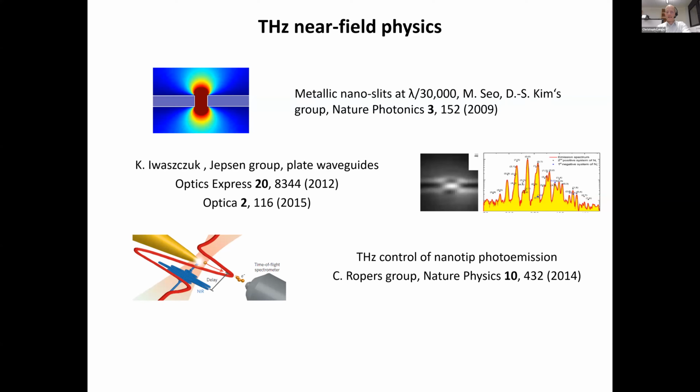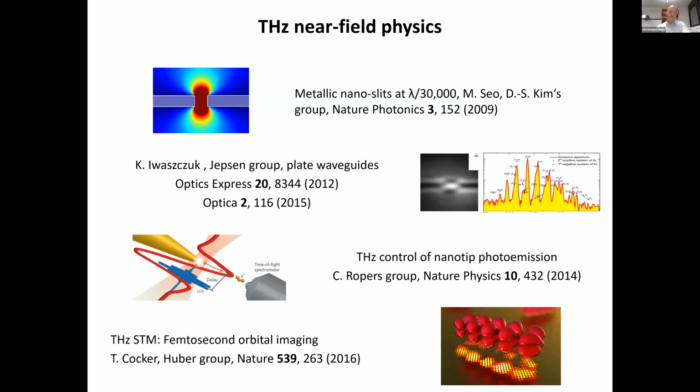Also experiments from the Jepsen group with plate waveguides going in a similar direction, or for example, the control of a terahertz field at nanotips and driving emission of electrons out of these nanotips, or using an STM in combination with the terahertz field to drive tunneling from that tip into select orbitals of select molecules, just 1 electron at a time in femtosecond time windows, as performed in Tyler Cockos and Robert Huber's group.